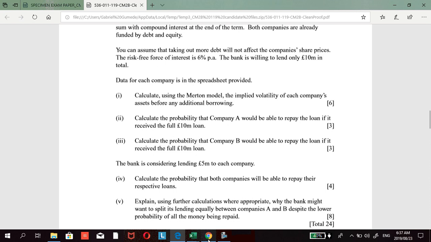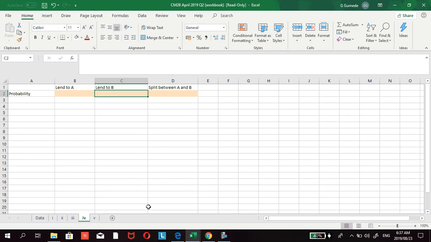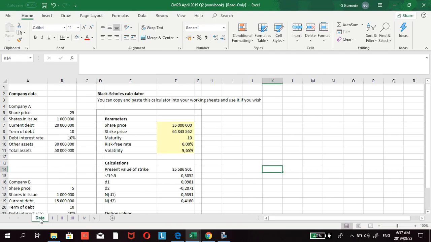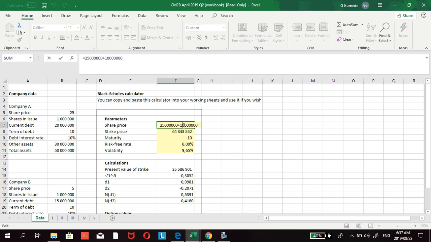Okay, so what am I going to do here? I'm going to come here now. They are getting an additional 5 million. Okay, I'm going to come here and now I'm looking at company A. So the share price will be 50 plus the additional debt, which is 5 million.